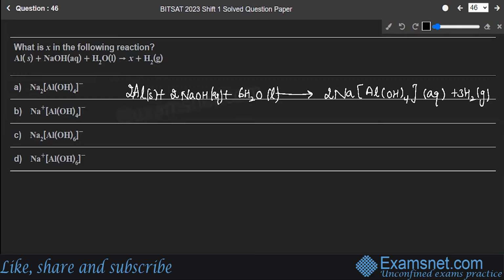Okay, so what you have to find out is X. X is nothing but, this is given in the ionization form. So this is Na plus and this is negative. That makes option B the right answer. Hope you understood this. Next is question number 47.